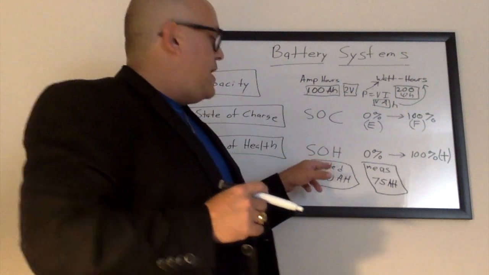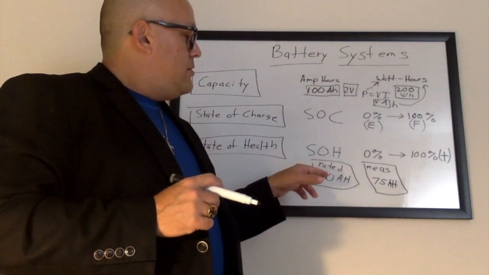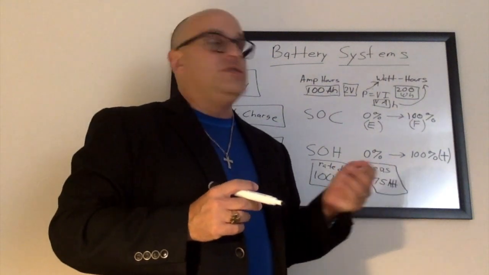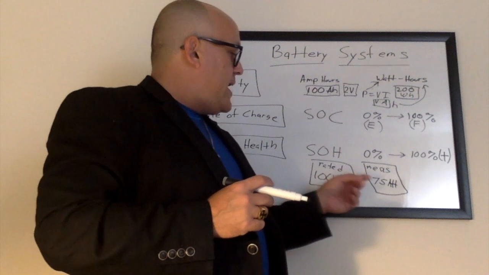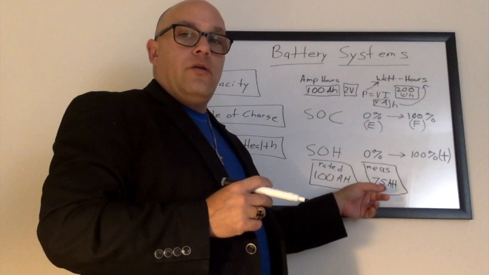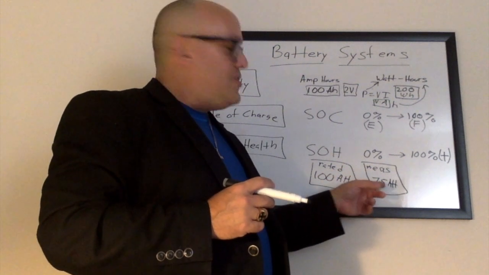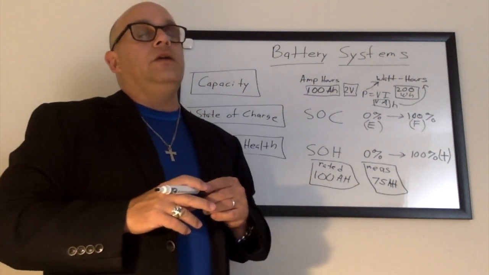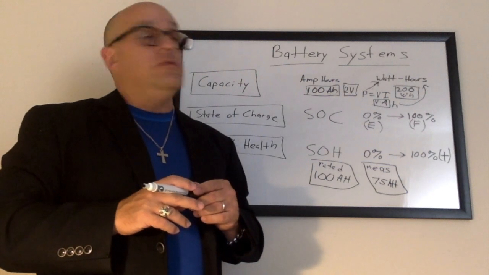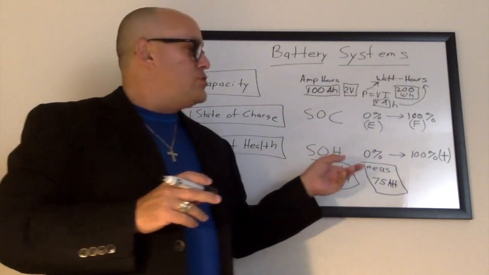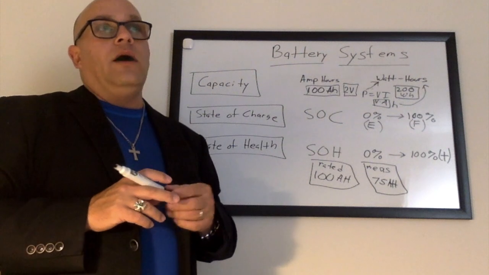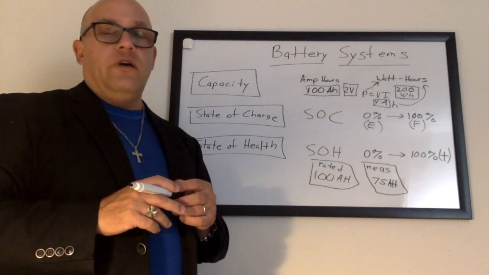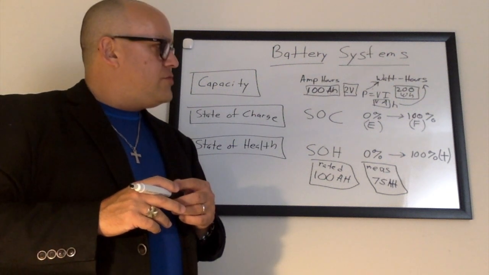That means the state of health of this battery is 75%. Okay, very simple. It's just a ratio of actual measured capacity versus rated capacity. Now, some systems engineers might have different definitions, but this is the most common one I ran into while I was doing this for 14 years. It's probably the easiest to understand, and it's straightforward.